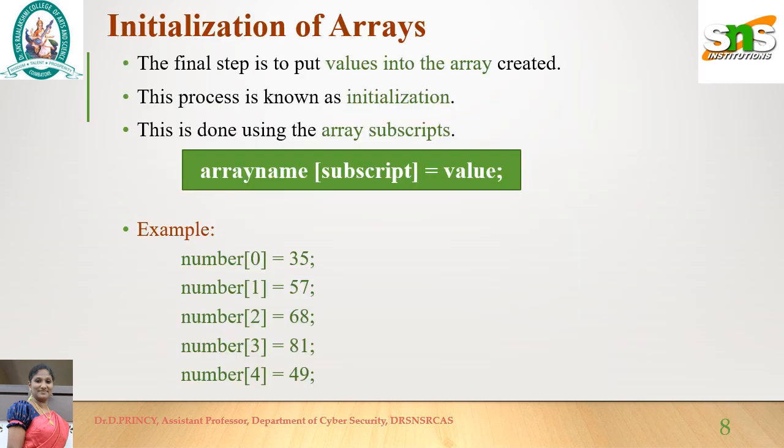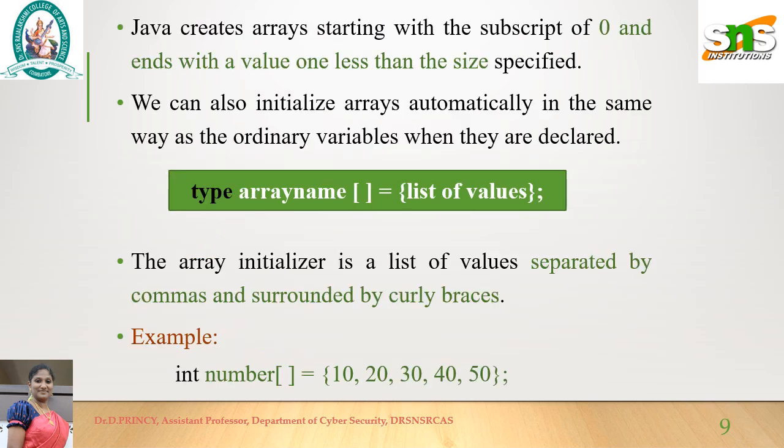After allocating the memory, we have to initialize the values to that array element. There is the final step. This is known as the initialization, that is assigning values to the array elements. This is done using the subscript, array name. Within the square brackets, we mention the subscript equal to the concerned values. Number[0] equal to 35, 57, 68, 81, 48, 49 respectively. It should be assigned to the concerned memory location.